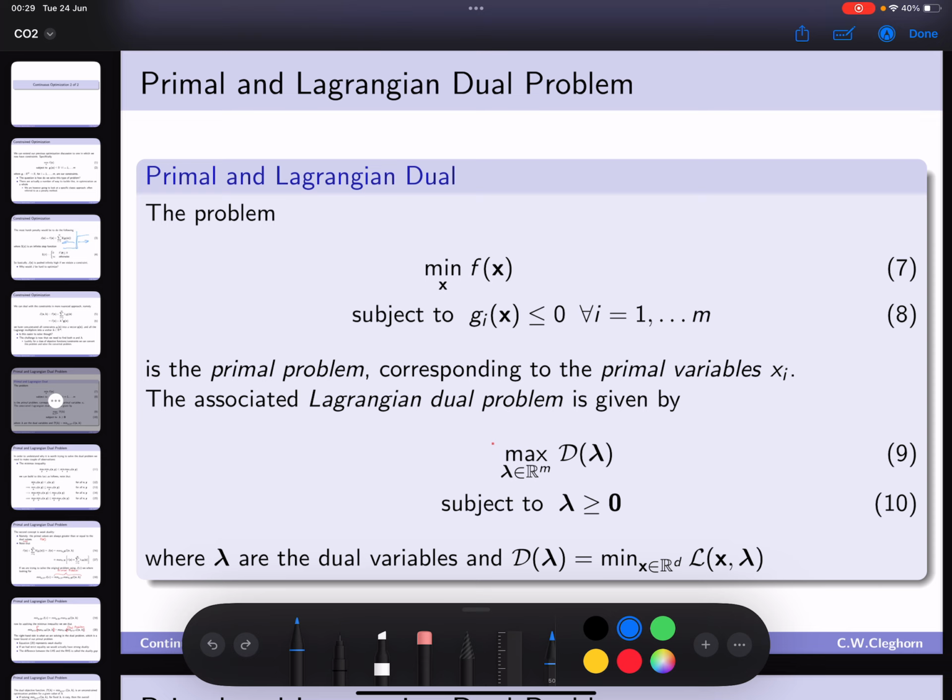All right, we can then convert this into the associated Lagrangian dual problem. So the main term here is the dual problem, and this is given by the following. We're going to write this as a function of lambda instead of x. The original primal problem is a function of x. The dual problem is a function of lambda. And instead of minimizing over x, we're now going to try and maximize over this lambda vector, subject to the fact that our lambdas must be greater than or equal to 0.